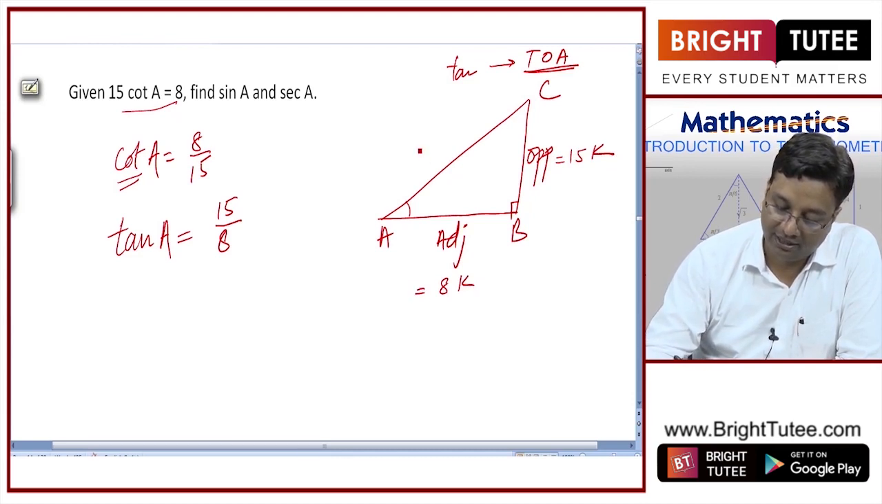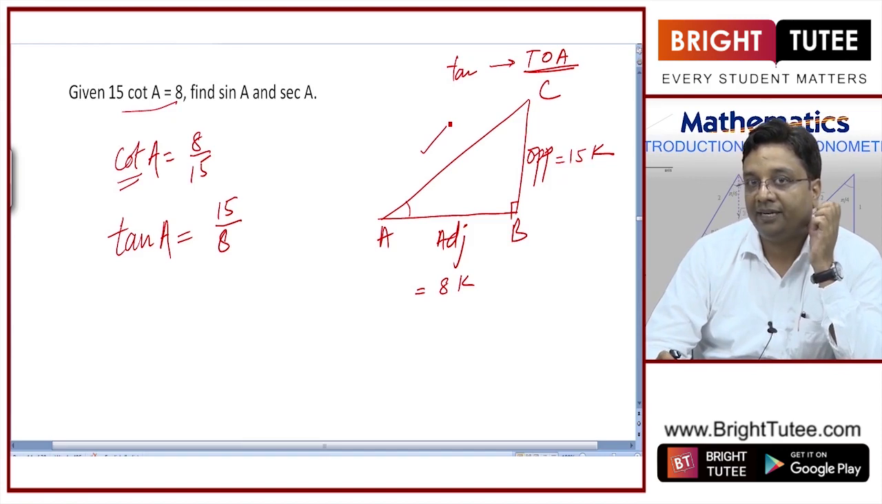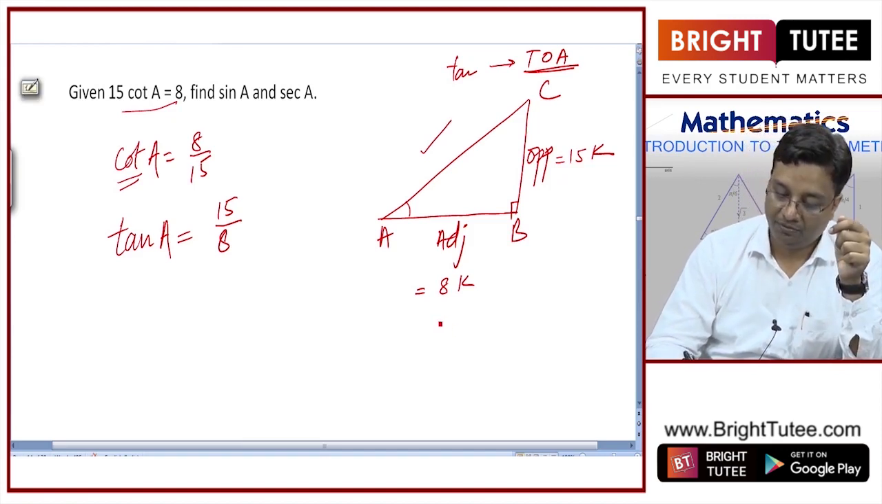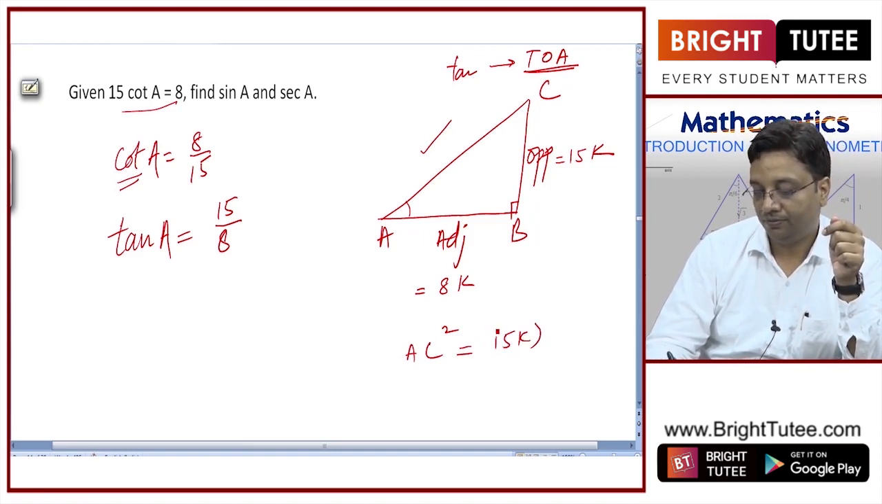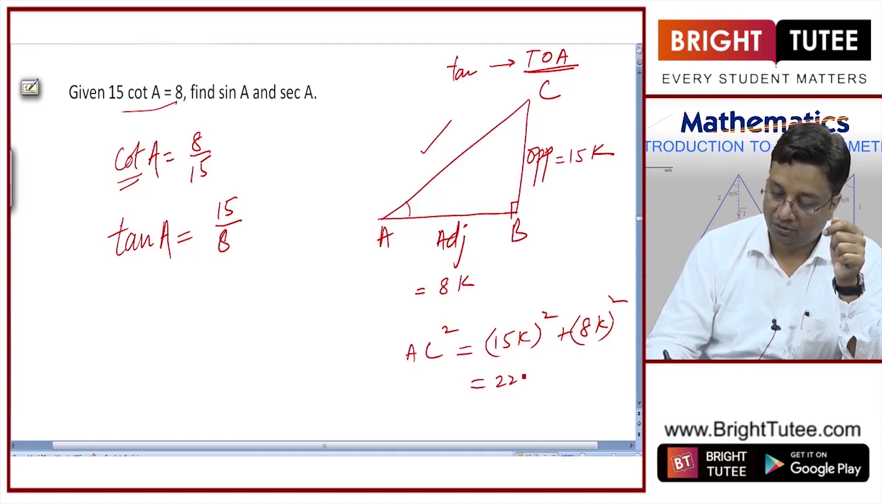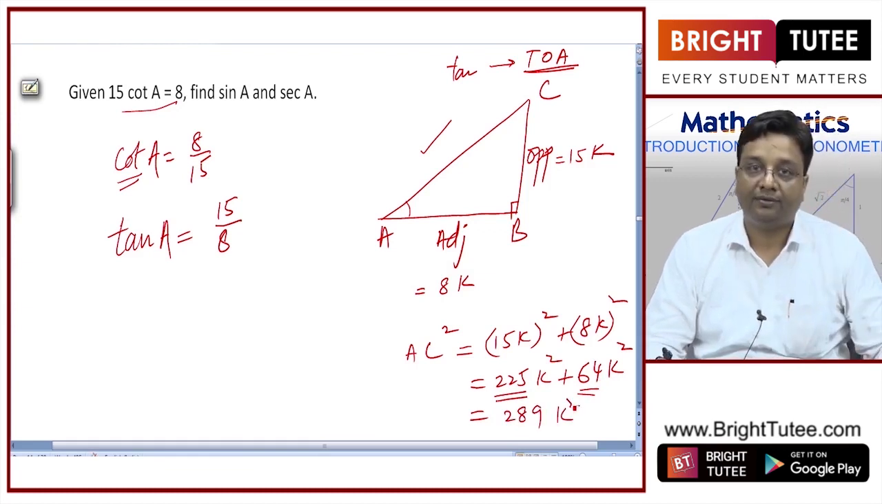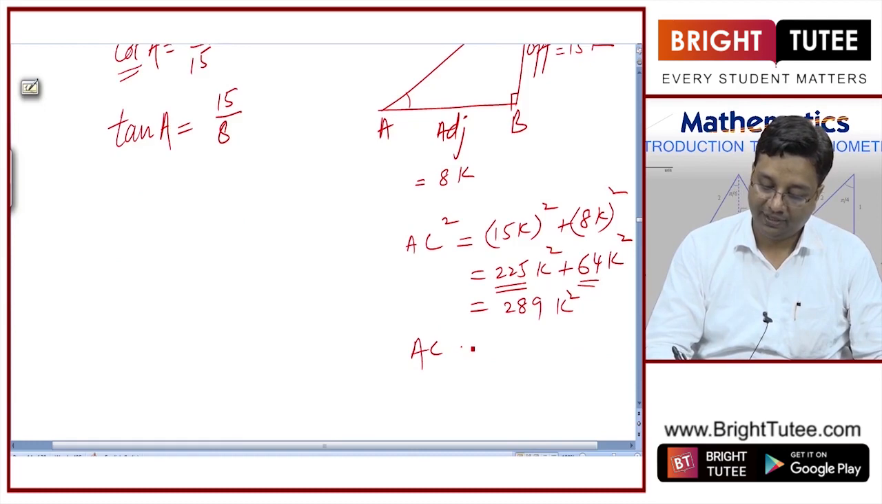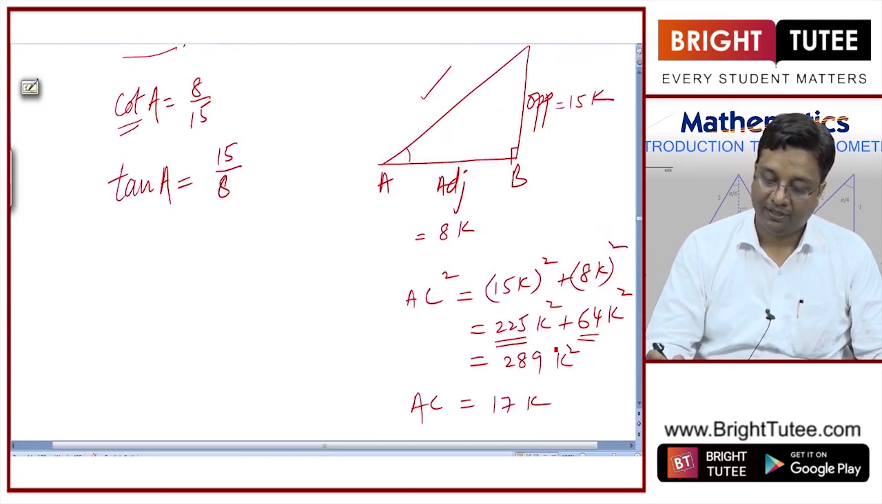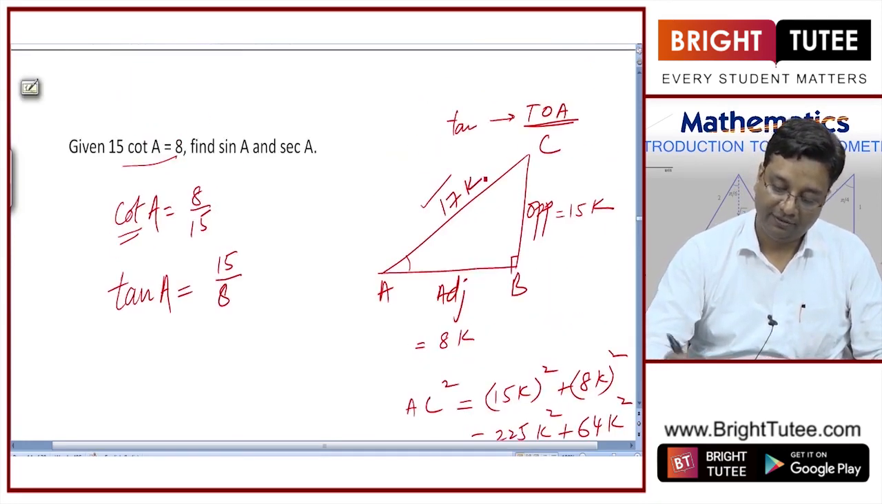So what will be the third side here? We again apply the Pythagoras theorem. So by applying Pythagoras theorem, AC square will be equal to, right? So this is 225k square. This is 64k square. 225 plus 64 is how much? 289k square, right? So what is AC? AC is equal to 17k. So this side can be taken as 17k.